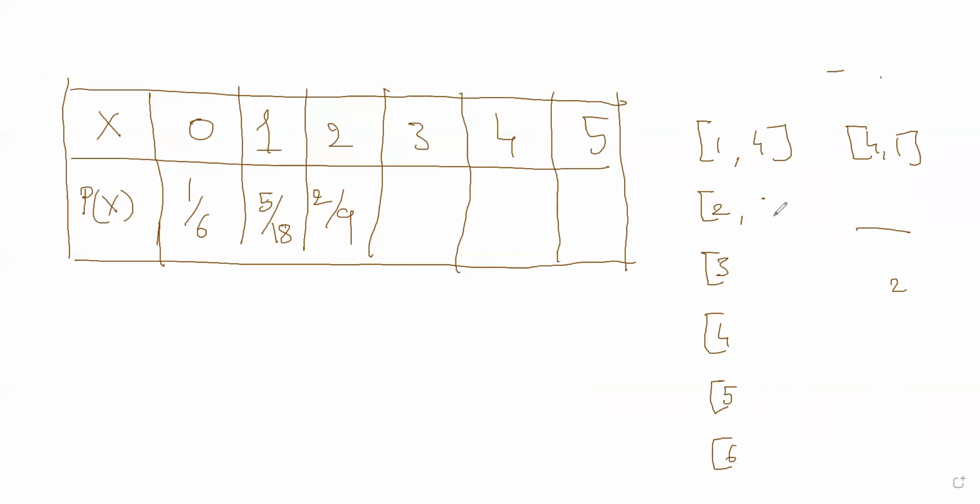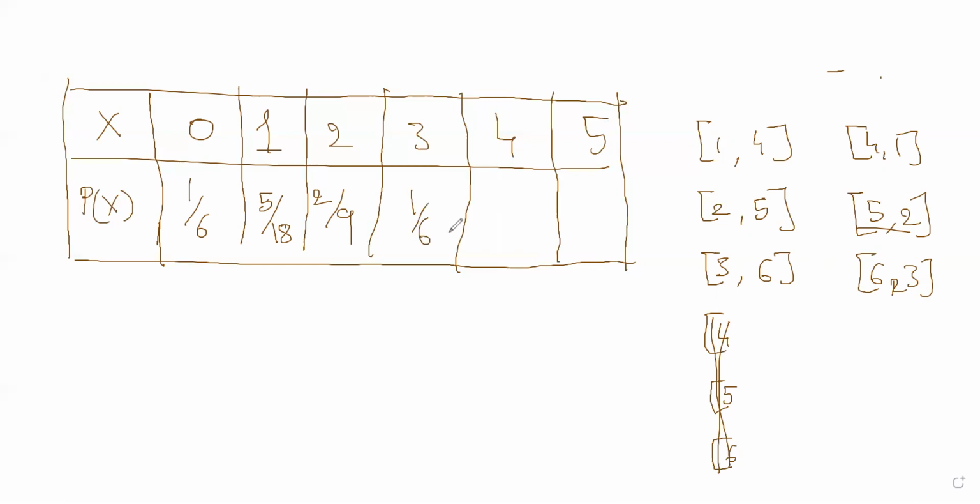Then 3 and 6, and 6 and 3. Anything further? No. Why? 4 and 7: 7 is not possible. So these possibilities are removed. You can cancel that out. So how many do you have? 6 out of 36, right? 6 possibilities out of 36. So it's 1 by 6.